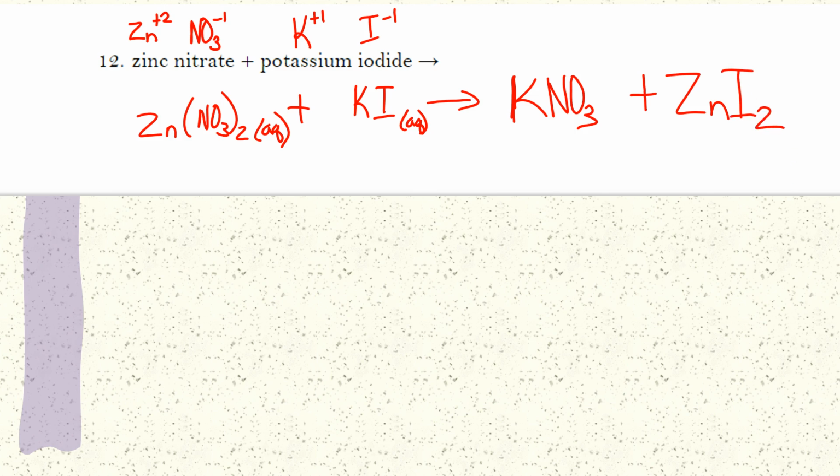All right. Now what we have to look up is see what the remainders are. All right. Potassium is always aqueous. Nitrate is always aqueous. So that one should be easy.